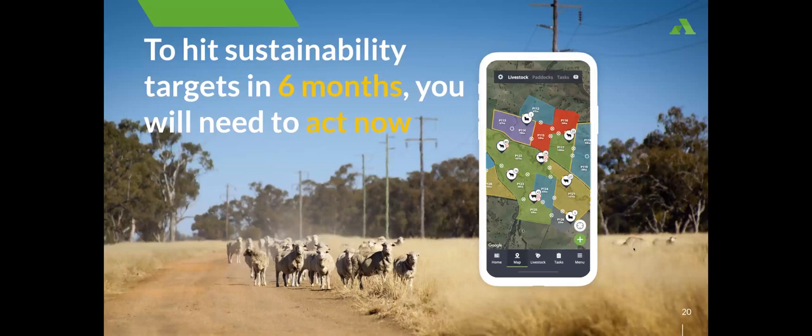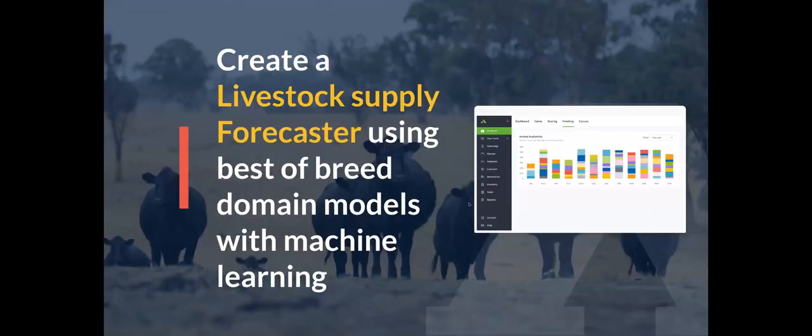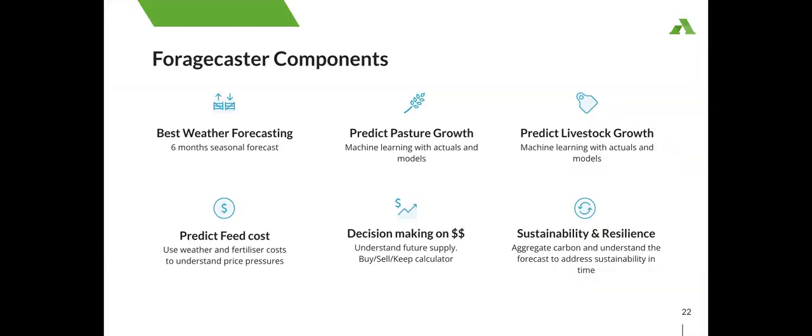Imagine we could give a company the sustainability metrics now. The next question they'll ask is, hey, I know I'm buying animals in 2 months, or I know we're going into a dry period. What do we have to act now to maintain our sustainability targets in 6 months? The idea is to create a livestock supply forecaster. So this is using the best of breed domain models together with machine learning.